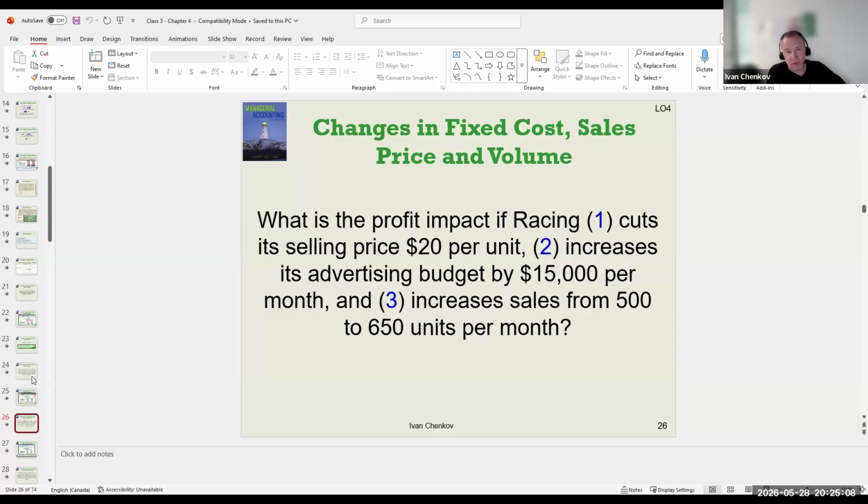Next one. What is the profit impact if the company cuts the selling price by $20? So instead of 500, you're going down to 480. Increase the advertising budget by 15,000, from 80,000 to 95,000. And the sales increase from 500 to 650. So as you can see, now we start playing. What if this happened? What if this happened? What will be the effect on the operating income?